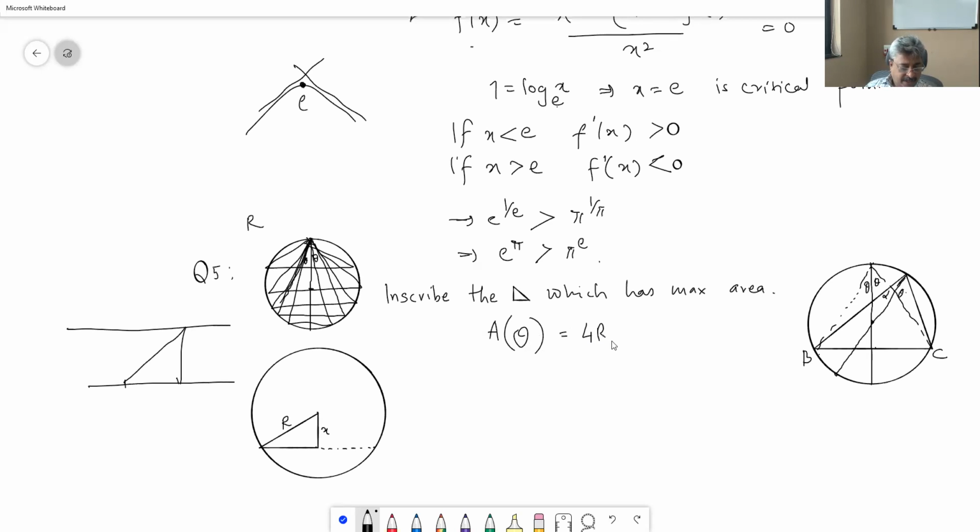Is it coming 4 r square sine theta cos cube theta? Check. Basically, this is the circle, this is 2r, this is theta. And you are supposed to find the area of the triangle. So if this is theta and this is 2r, then how will you get the area of this triangle? This is required.